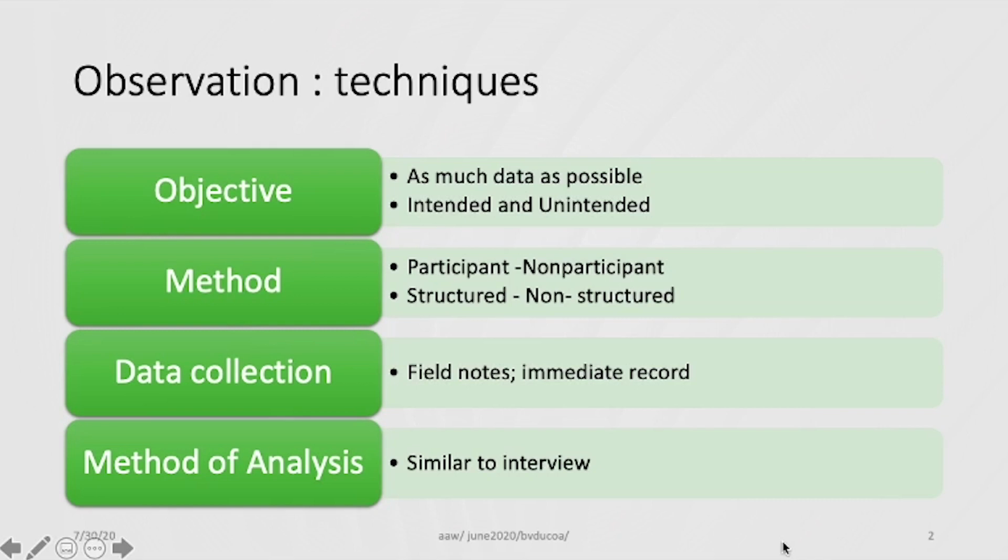So in observation as a technique, anyone can gather as much data as possible. The objective is to get information which is intended, but sometimes even unintended. The methodology used here is participant observation and non-participant observation. In a group, the researcher can be a participant, one member of the group. He is performing that task and also observing his fellow participants. In non-participant type, the researcher is not the participant, but only an observer.